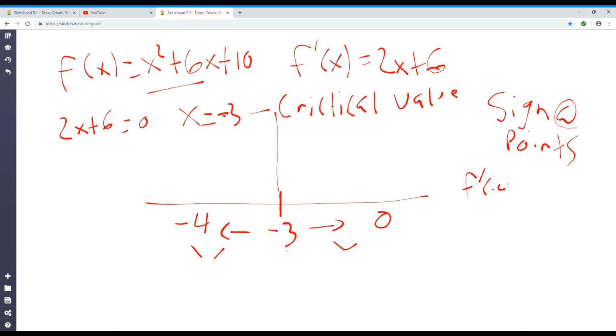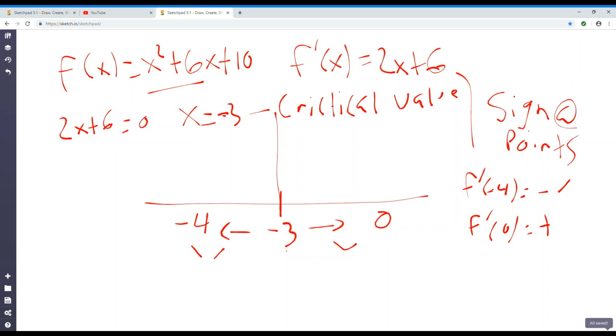So we're going to plug in f prime -4. We only want the signs. I don't care about the value. I don't care if it's -1, -2, -3, 4, 5. I care if it's negative or positive. We plug in -4, we get a negative number. Plug in 0, we will get a positive number.